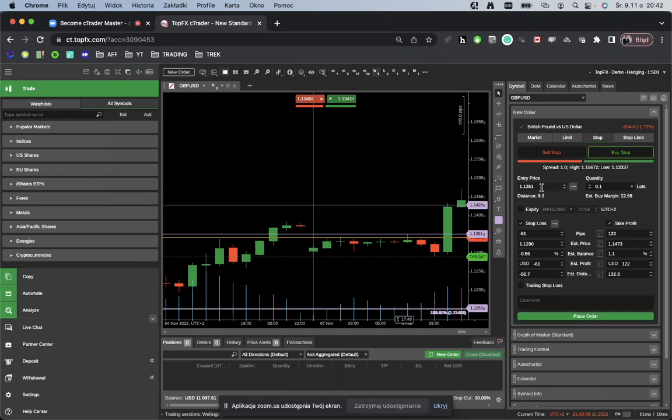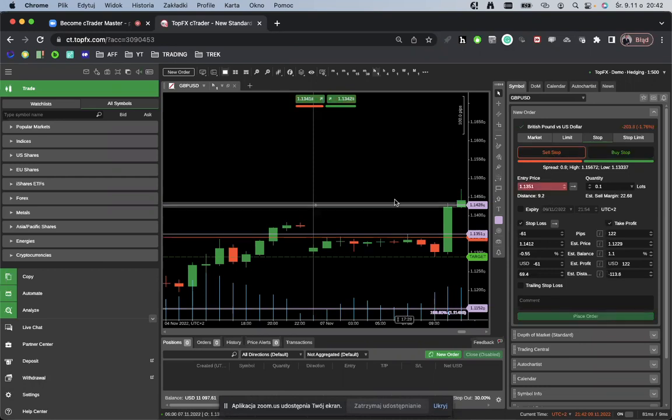But very, very often, you will be filled at the entry price or a very similar price to the entry price. Okay, the same situation is, but it's not guaranteed. Okay, the same situation is when you use the sell stop.